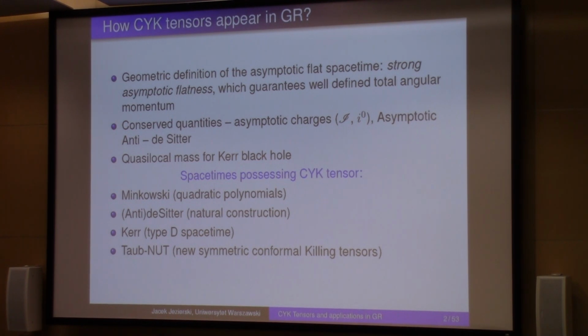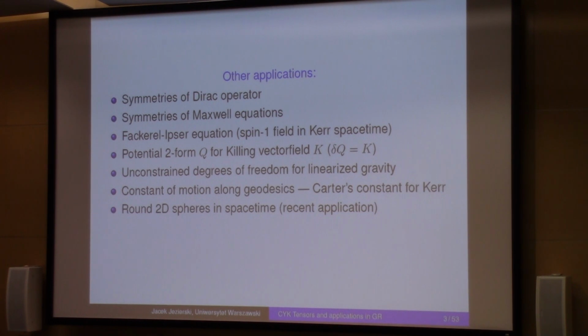So the main application which was made many years ago, and is the so-called Carter constant, is just type D spacetime like Kerr. So Kerr is already discussed. Maybe I managed also to show you some Taub-NUT but Euclidean, where dual mass equals the usual mass. This dual mass is this L parameter in the previous talk. So let's go on. So other applications.